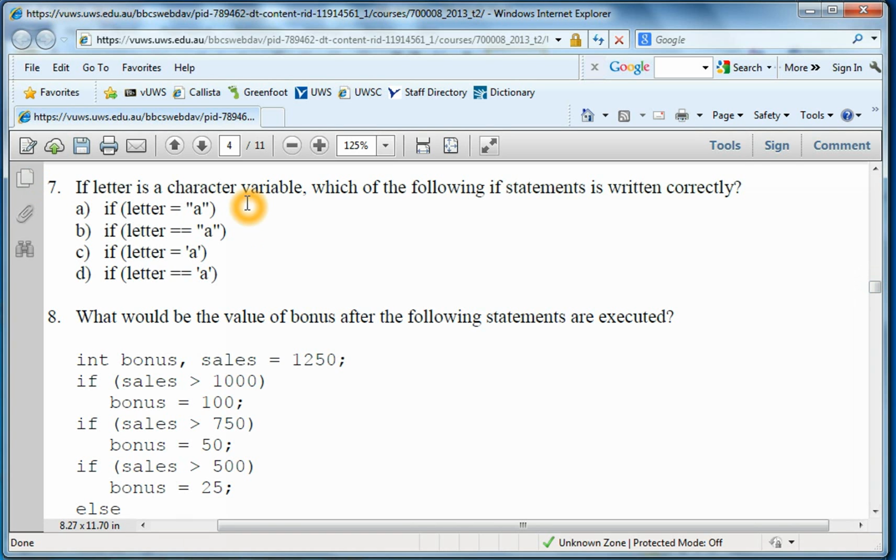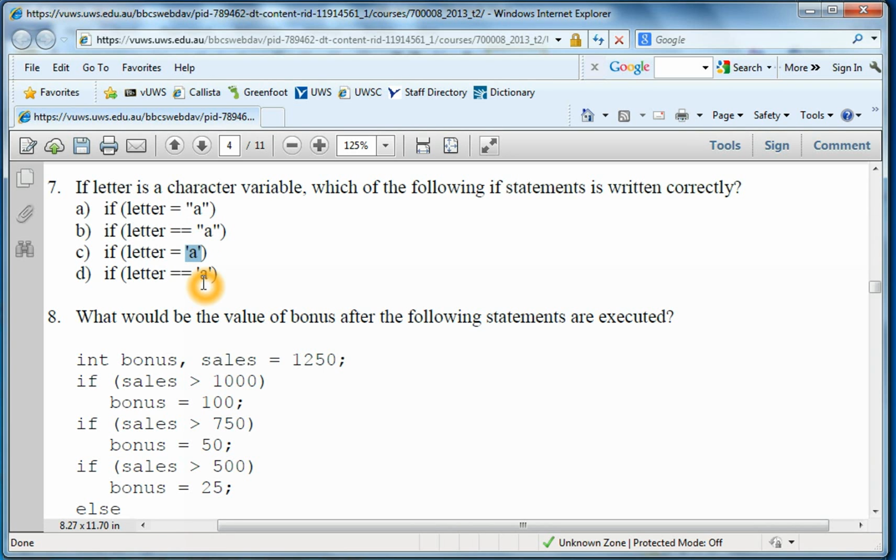Now number 7 is: if a letter is a character variable, which of the following if statements is written correctly. If letter is char, we know that when we are comparing a char it is stored and compared with a single quote. Okay, so that's the one. It's one of these two. Okay, that's part of the answer. Can you see how we are eliminating? We don't even look at these two because they have double quotes, and double quotes are for strings.